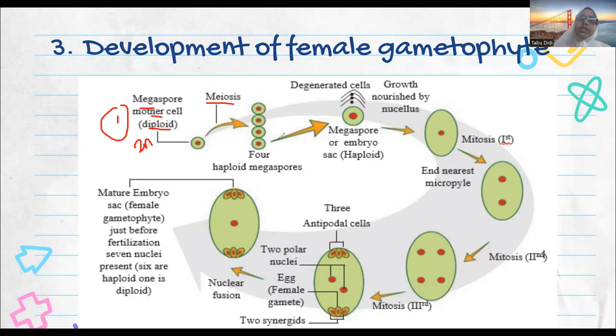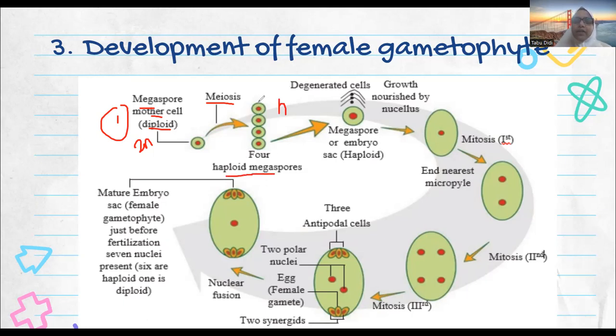Remember, meiosis takes place only in the germline cells, only in the sex cells, where sexual reproduction will happen, because you require a male gamete and a female gamete. So the first step is that the mother cell will undergo meiotic division. The diploid cell will give rise to 4 daughter haploid megaspores.